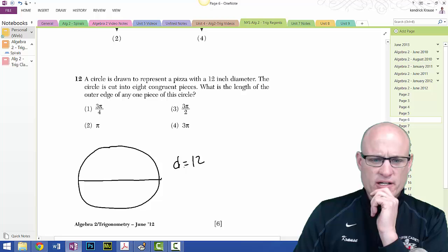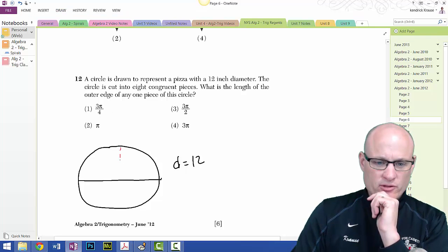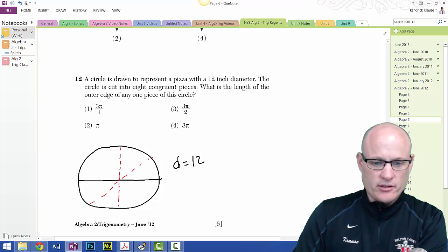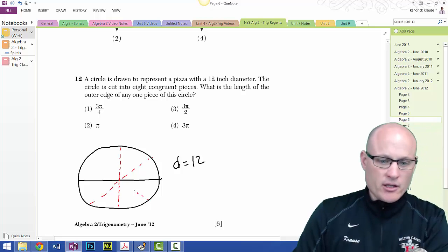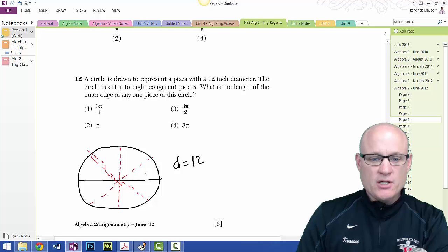The diameter is 12. D equals 12. The circle is cut into 8 congruent pieces. Let me cut this thing into 8 congruent pieces. 8 pieces. What is the length of the outer edge of one piece?